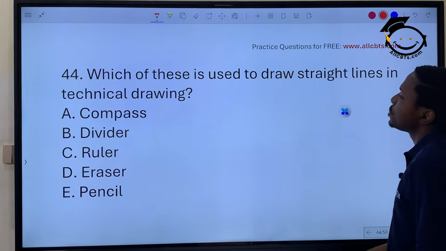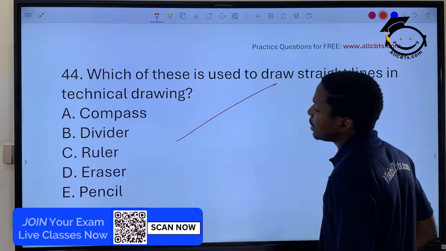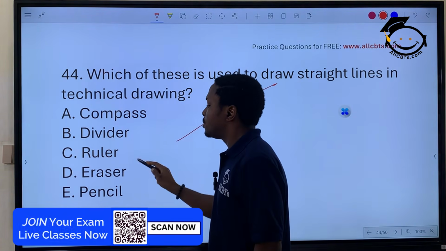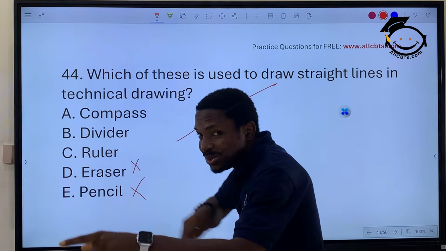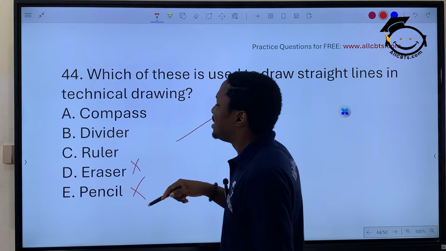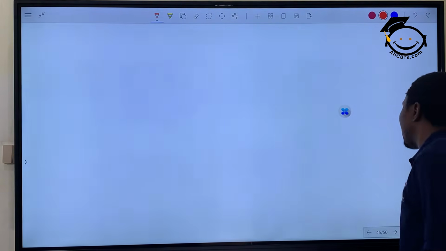44. Which of these is used to draw straight line in technical drawing? Which of these do we use to draw straight line? Compass, divider, ruler, eraser, pencil. You can't use eraser, obviously. You don't use pencil, although some of you use pencil. You don't have pencil. So you don't use compass. So the correct is what? Ruler. We use rulers to make straight line.